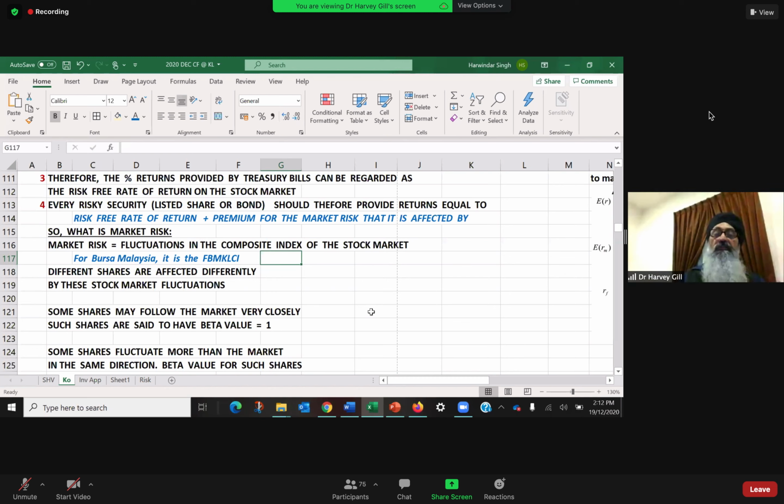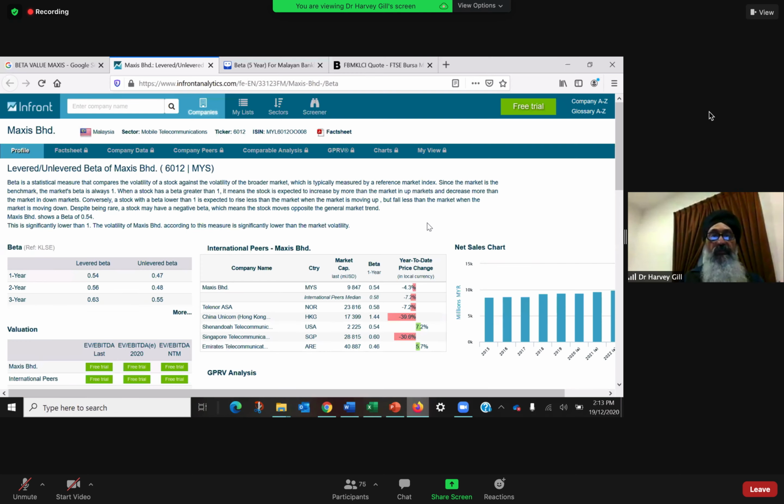Okay, so this is the composite index. How do we measure the composite index? Well, let me show you. Yeah, we'll go through this step by step. What I have done is I have downloaded some pages here.